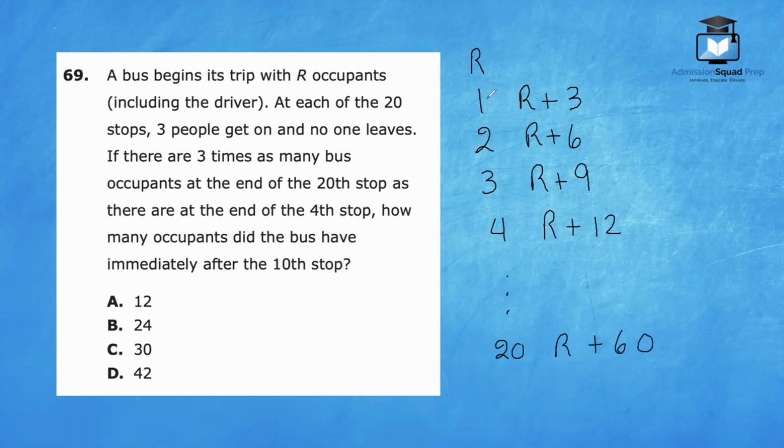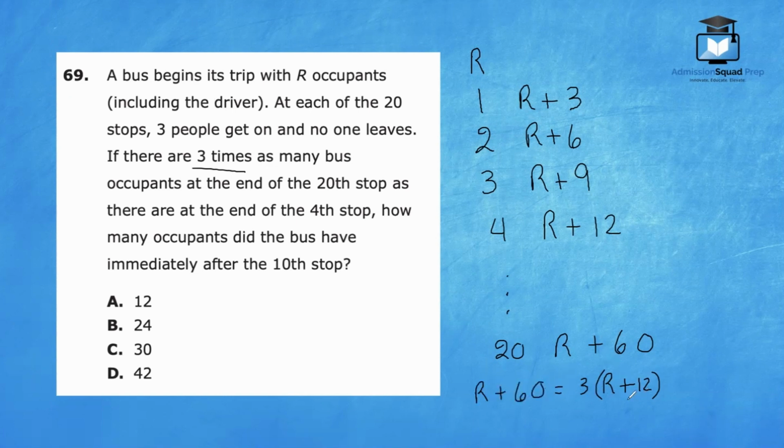Notice to get this number, we're just multiplying 1 times 3, 2 times 3, 3 times 3, 4 times 3. So 20 times 3 is 60. It says that there are 3 times as many bus occupants at the end of the 20th stop as there are at the end of the 4th stop. That means the 4th stop, which is R plus 12, times 3 equals the amount that's at the end of the 20th stop, which is R plus 60.